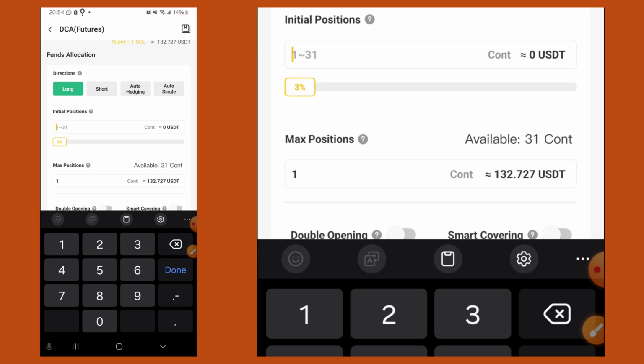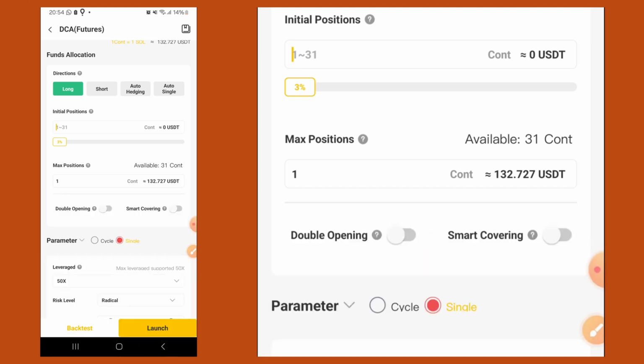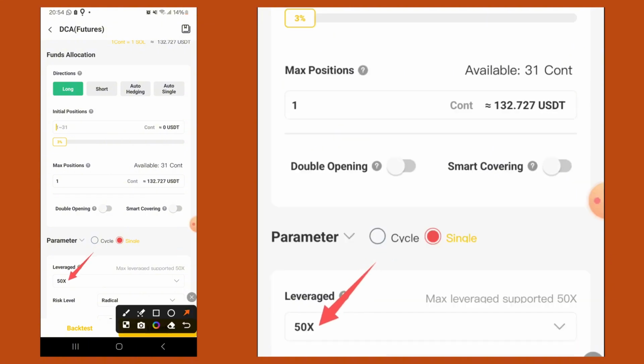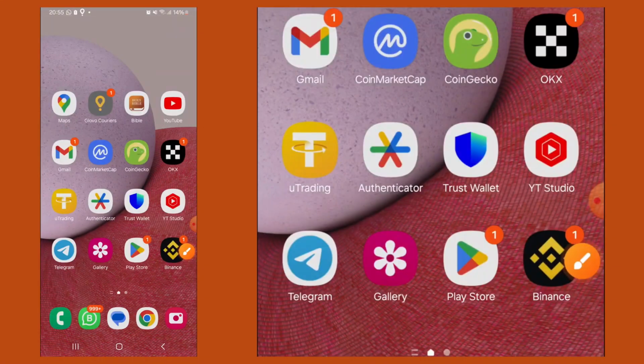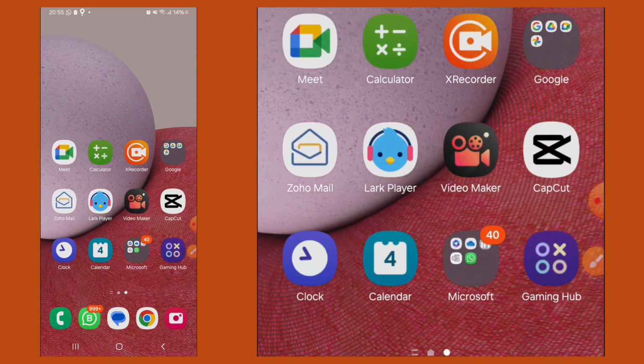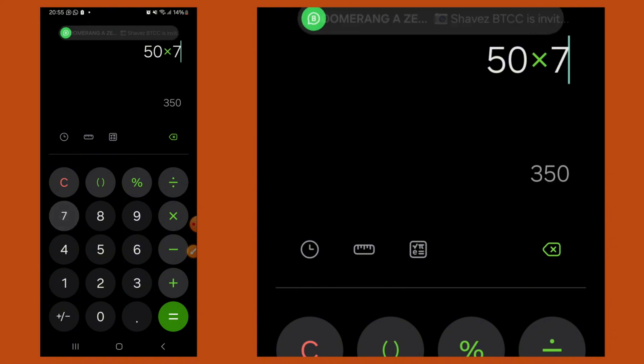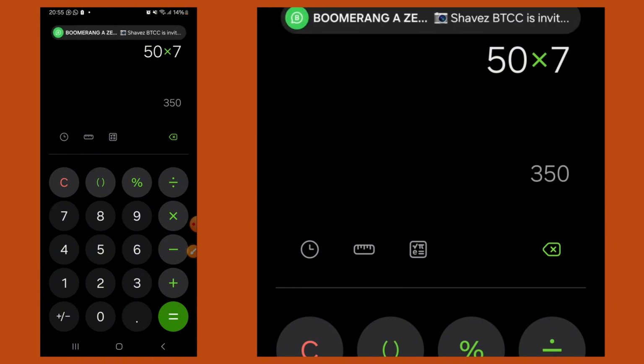$7. How do I do that? I must make sure that the figure of the highest leverage is multiplied by 7. If I multiply that by 7, because I want to trade with $7, how much do I get? So I'm going to go to my calculator right here and get 50, which is of course the highest leverage, times 7, which is 350. 350 is going to be our count, but it can be slightly more than that.